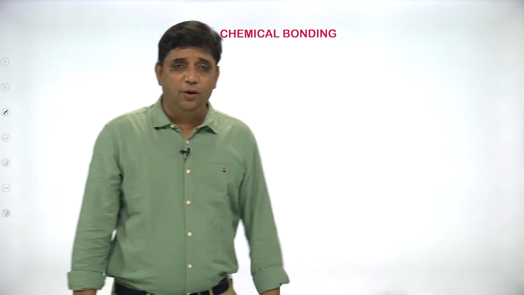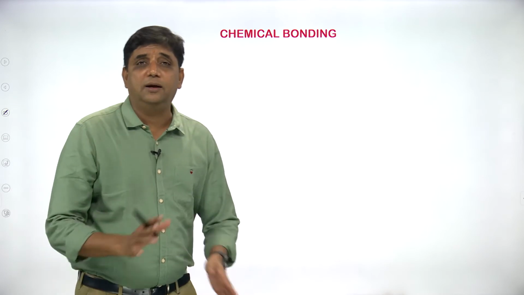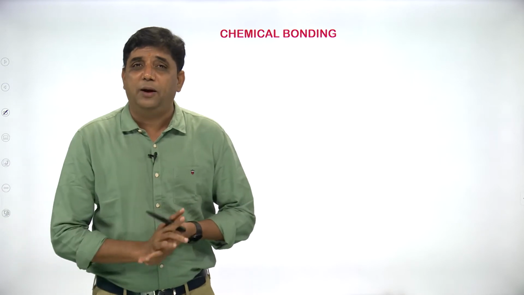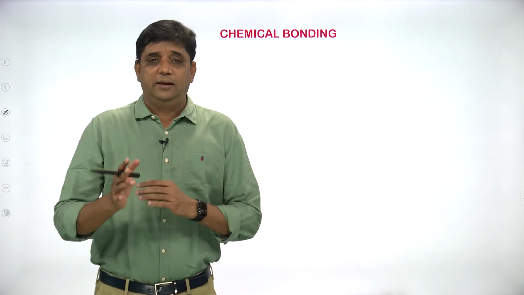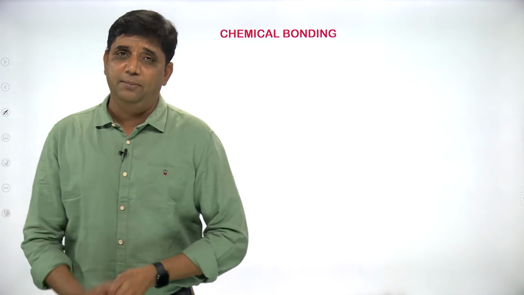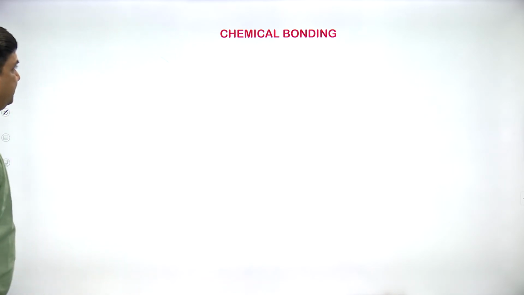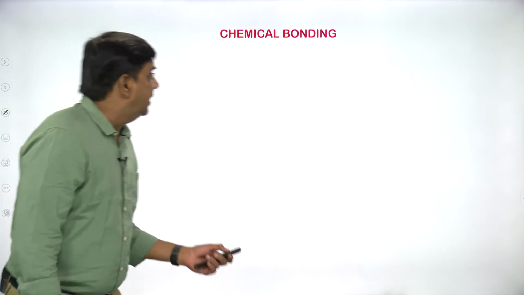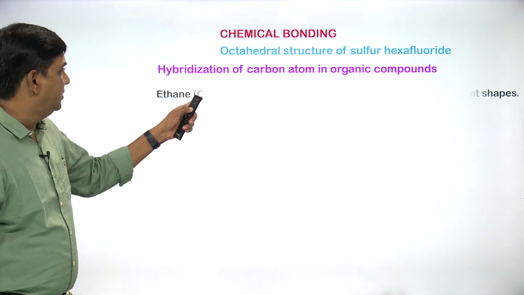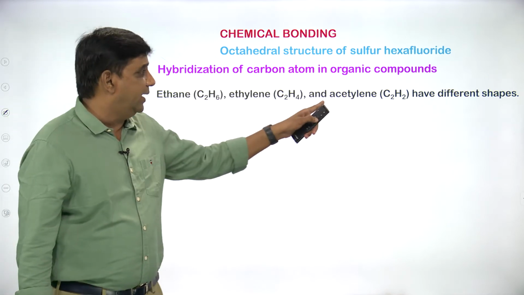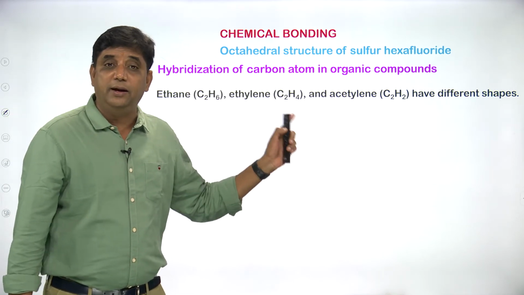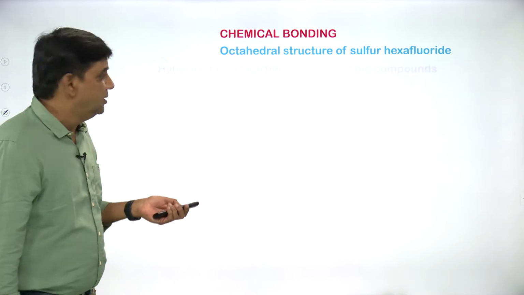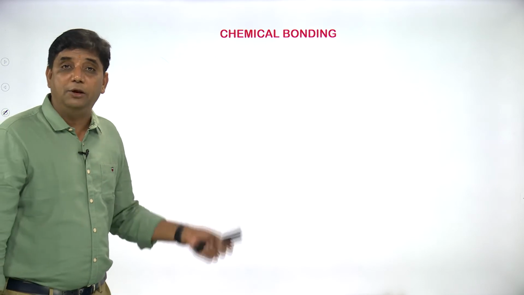Right, students, now we will see some shortcut methods to find out the hybridization. If you are perfect with these shortcut methods, for any molecule that is given, you can find out the hybridization. For example, we have already seen the formation of ethane, ethylene and acetylene, so no need to see them again. We have done all of them manually.